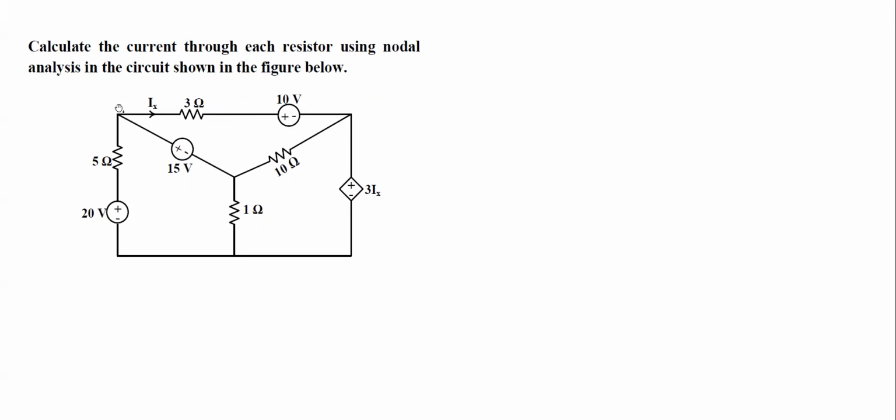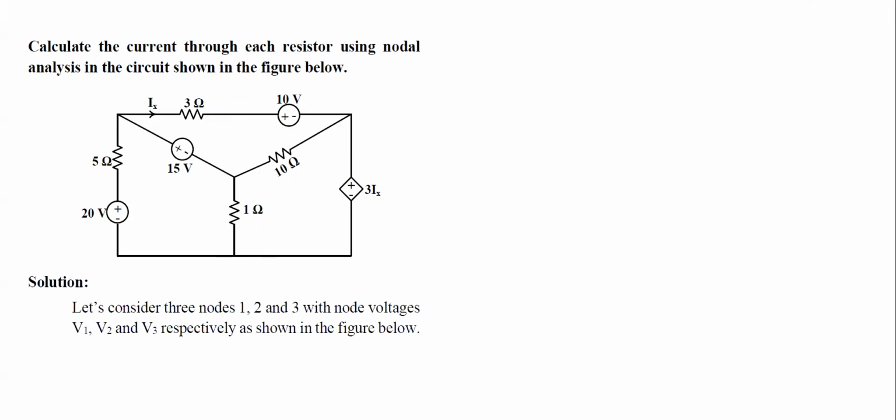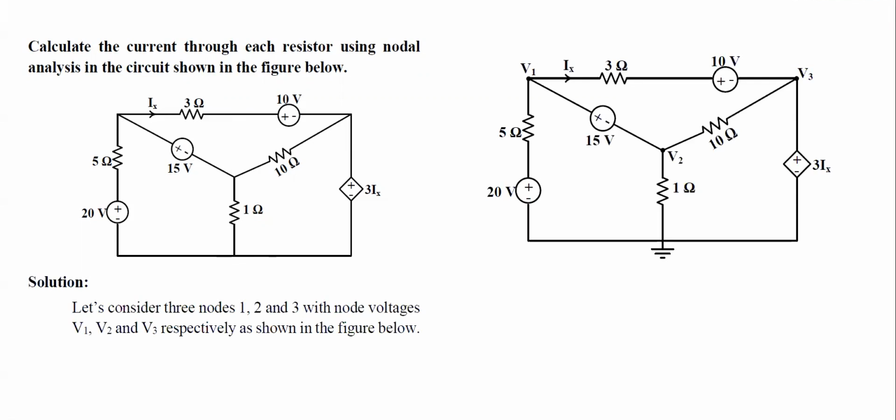In this circuit, we can easily see that there are 4 nodes. There's one node, second node, third node, and there's a fourth node. Out of these 4 nodes, one node is considered as a reference node, and the remaining nodes are considered as V1, V2, and V3, as shown in the figure here. For nodal analysis, we have to apply KCL at each node.